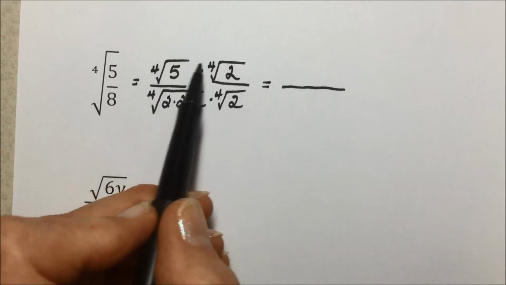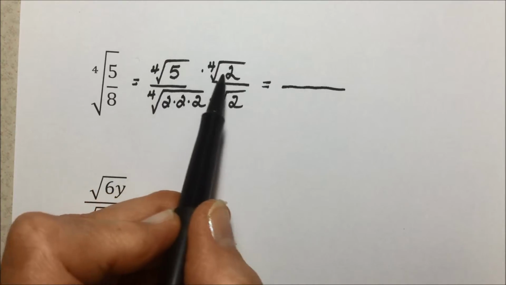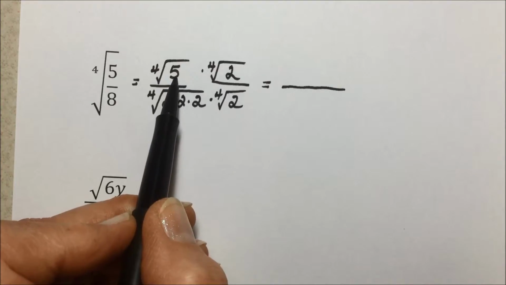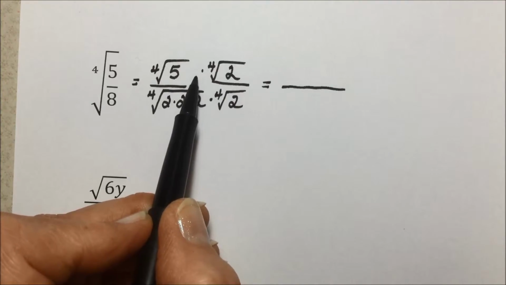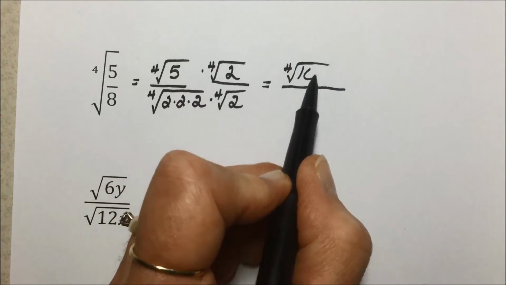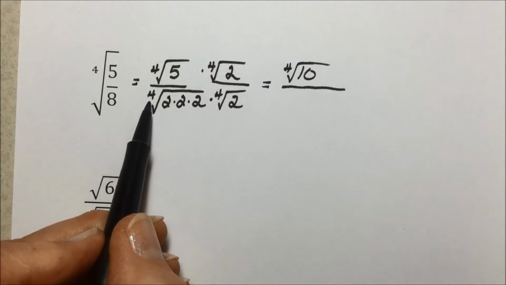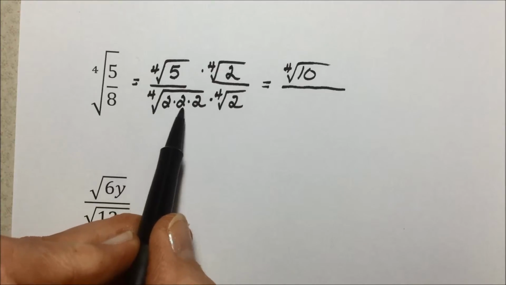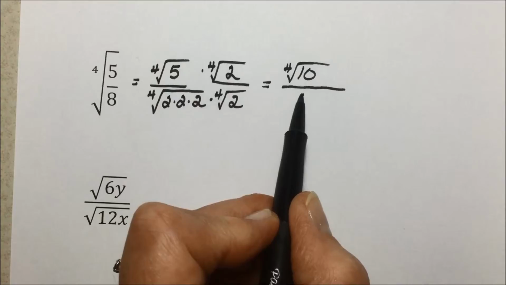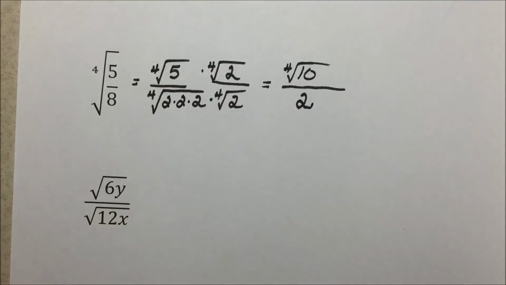We have common indices, so we can multiply our radicands together with a radical multiplication, which gives us the fourth root of 5 times 2, or 10. But in the denominator, fourth root of 2 times 2 times 2 times 2, we do have four 2's, is 2. And we have rationalized the denominator, which means eliminating the radical from the denominator.